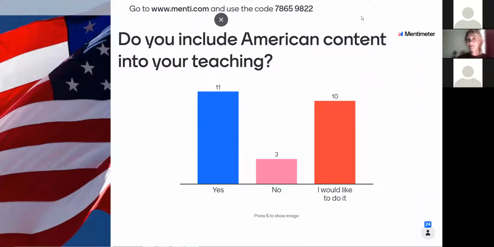So the first question is, do you include American content? So it means not only teaching about American history or geography, but maybe also news. You discuss American news or read American literature in the classroom, for 9th and 10th grade students, or more specifically with B1 level students.